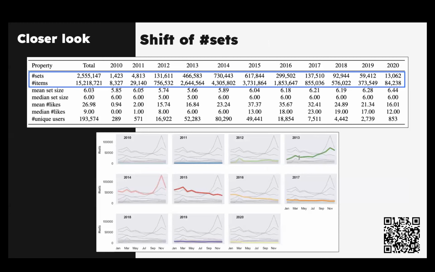So, of course, with the increase in active users, the number of posted outfits and the number of items included in them have also increased. In 2010, around 1,400 outfits were posted, and that number peaked in 2014, exceeding 4 million. From there, it gradually declined, reaching around 80,000 in 2020.